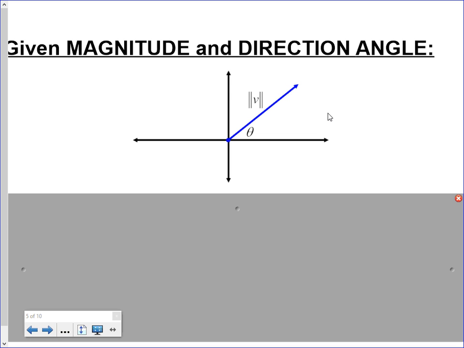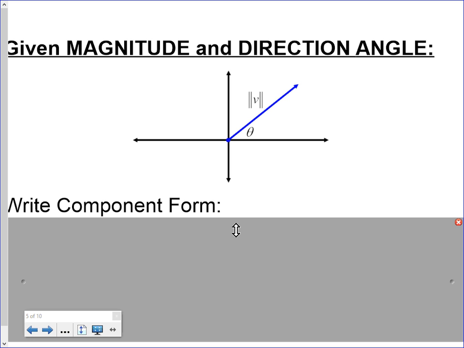Okay, so next up, we're going to talk about what we can do if we're given a magnitude and a direction angle. And what do I actually want us to do? I want us to write component form. I'm going to give you a minute just to jot this down. Given a magnitude and a direction angle, can you write component form for a vector? The answer is yes. We're going to look at how. I've got a picture there where I have labeled magnitude of v and theta. So I'm saying, here's what you know. You know the magnitude and you know the direction.